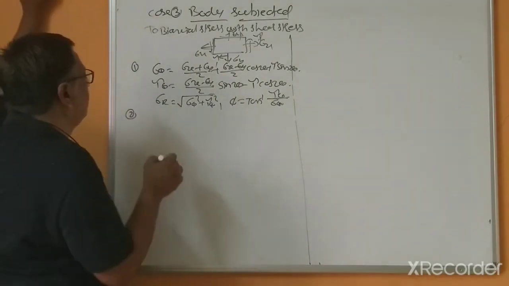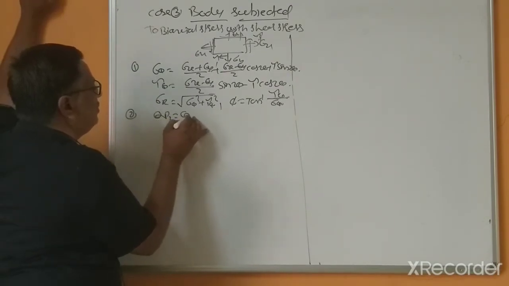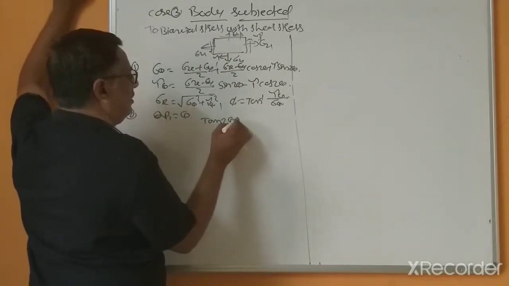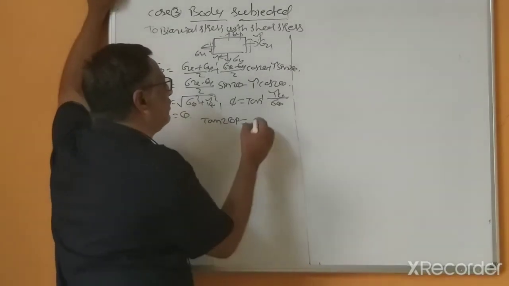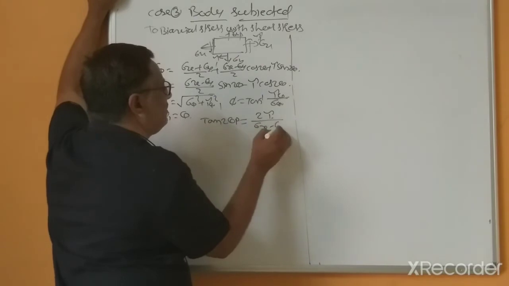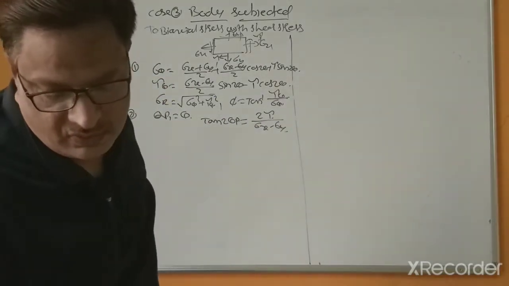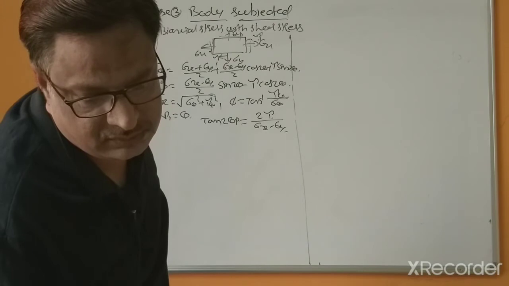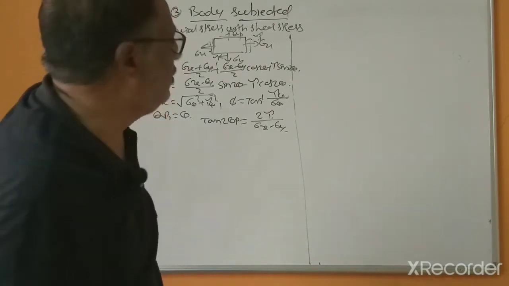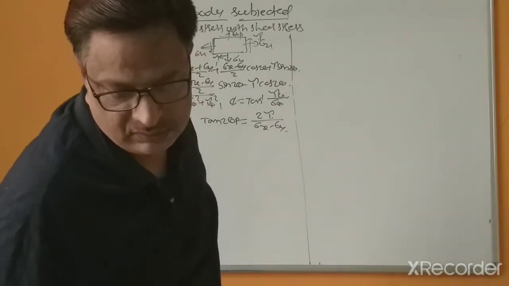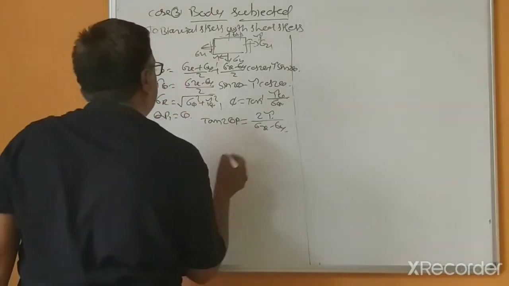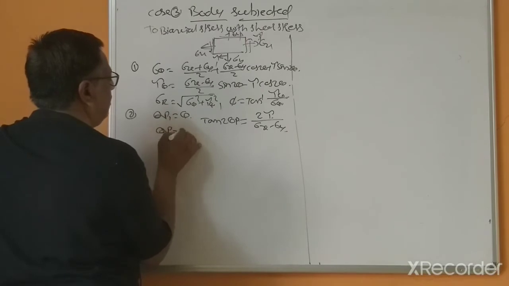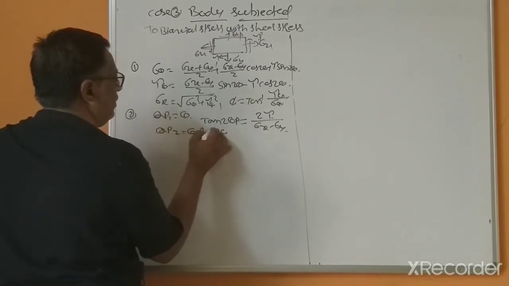Second point, theta p1, or tan 2 theta p equal to 2 tau divided by sigma x minus sigma y, right, and this is theta P1, and theta P2 equal to theta P1 plus 90 degree.